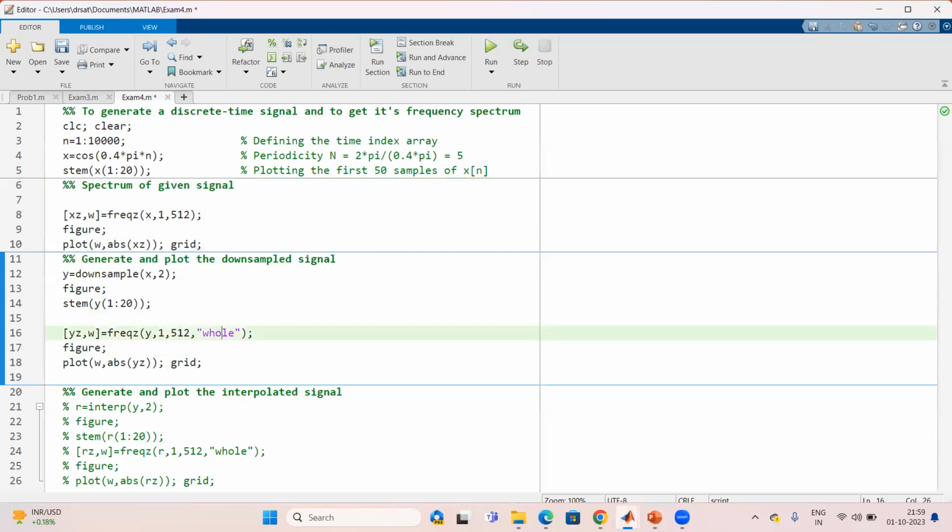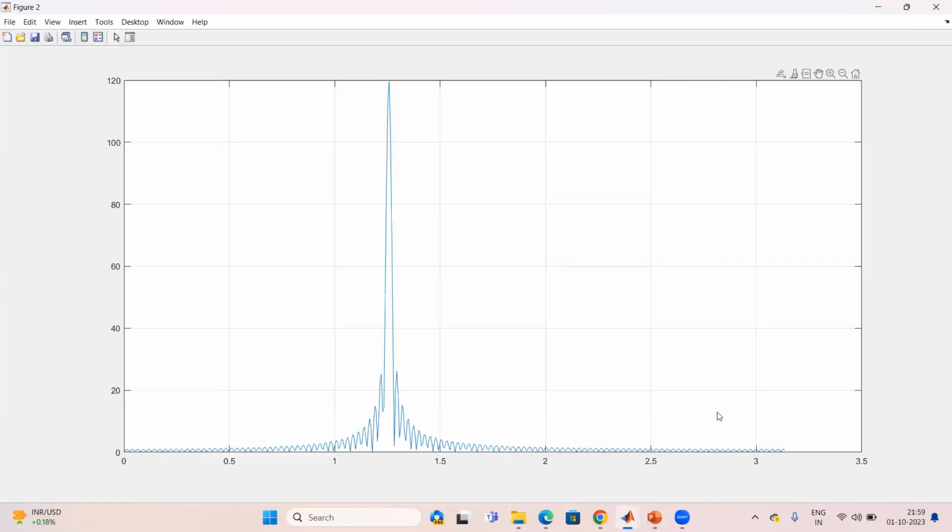So here you can just concentrate upon this particular graph. In this graph, the maximum value is a little bit less than pi, because the maximum value of omega is up to pi, so it cannot go beyond that if we don't type whole. But you remember, as I said, that the discrete time Fourier transform is periodic with 2 pi. So if we write whole, then it will also plot the spectrum up to 2 pi.